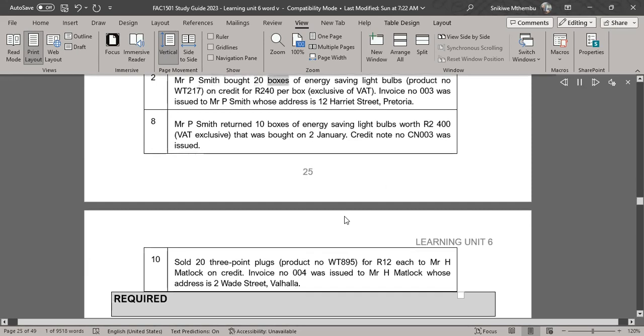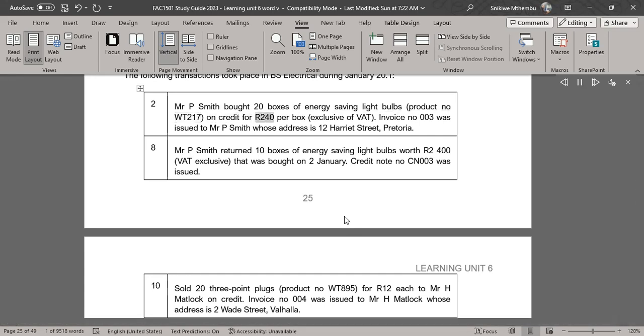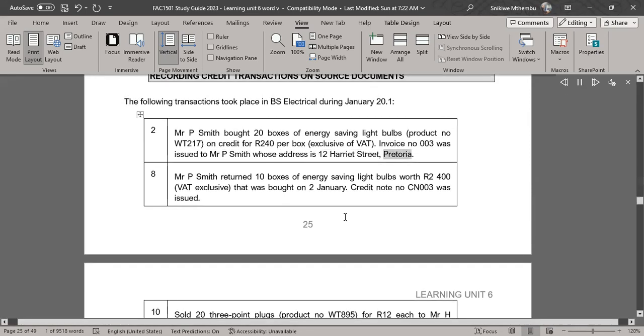2. Mr. P. Smith bought 20 boxes of energy-saving light bulbs, product no WT217, on credit for R240 per box, exclusive of VAT. Invoice number 003 was issued to Mr. P. Smith, whose address is 12 Harriet Street, Pretoria.